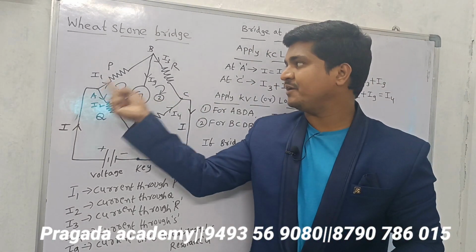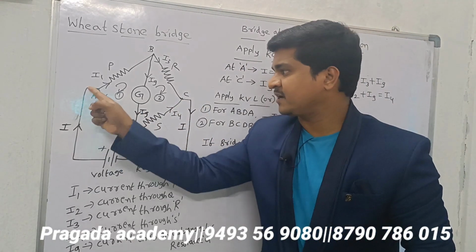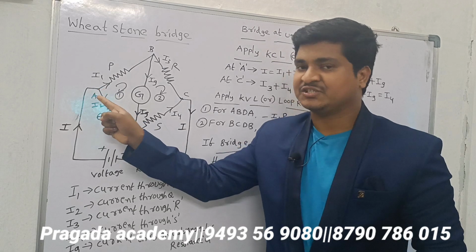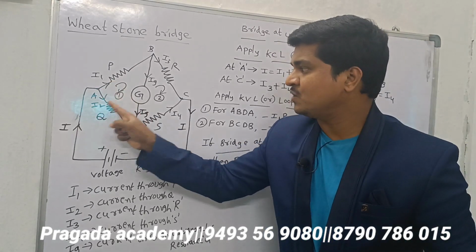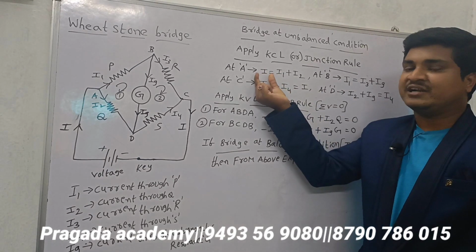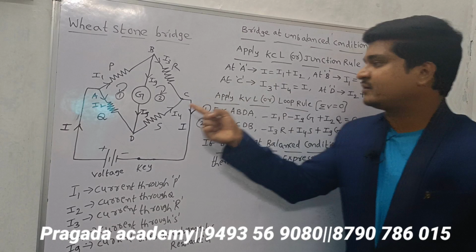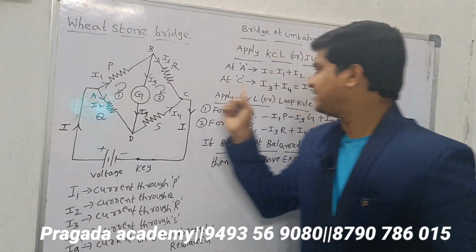See, what are the junctions we have? A, B, C, D. At A if you observe, I is the current which moves towards the junction and I1, I2 are leaving from the junction. So according to KCL, the sum of the currents entering equals the sum of the currents leaving. So entering current I equals the sum of the currents leaving the junction, I1 plus I2.